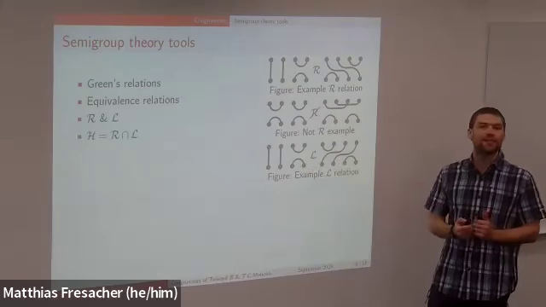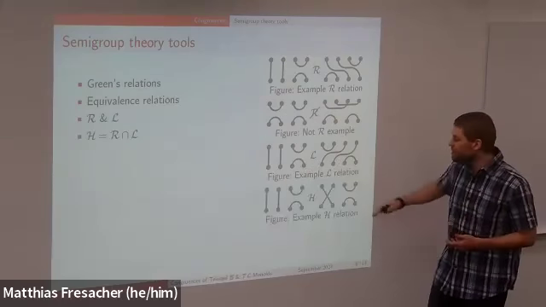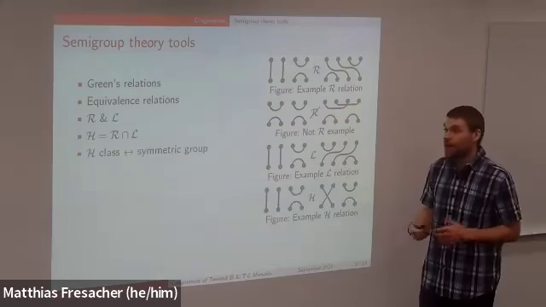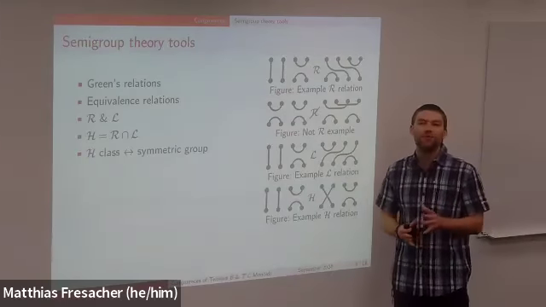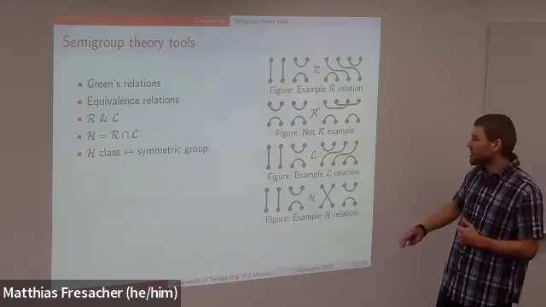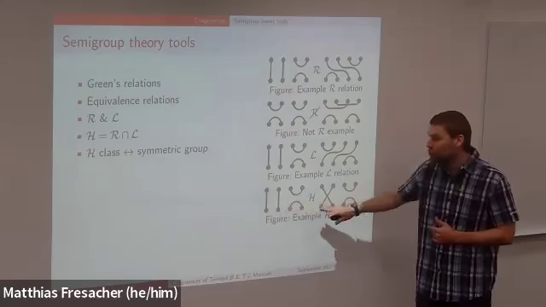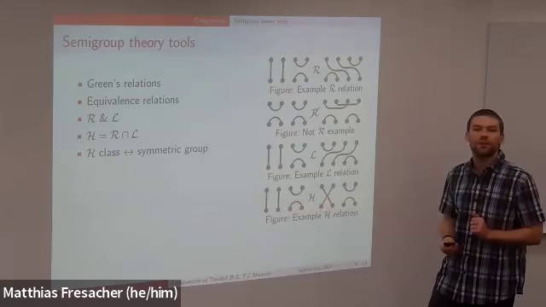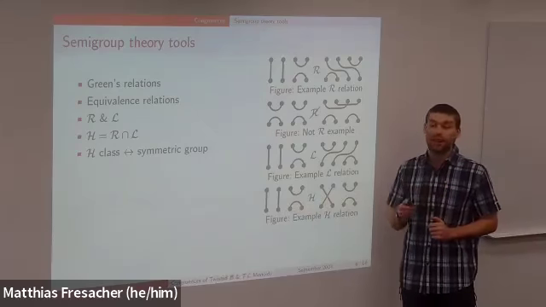We can take the intersection of these two. Logically, that means both the top and the bottom rows have to be the same. And it holds that our H classes are in bijection with the symmetric group of that rank. We can see that in the example here: we have rank 2, and we have the two elements of the symmetric 2 group appearing. This bijection is going to be important, so keep it in mind for later on.